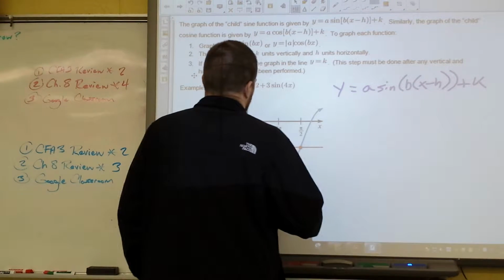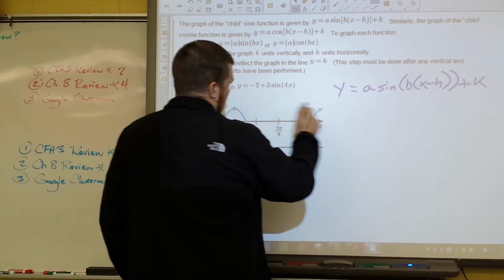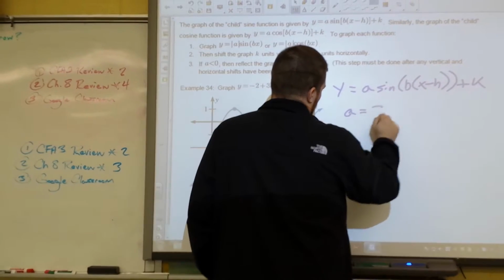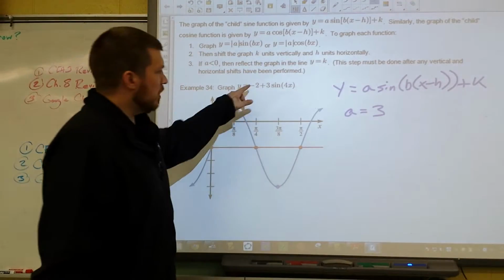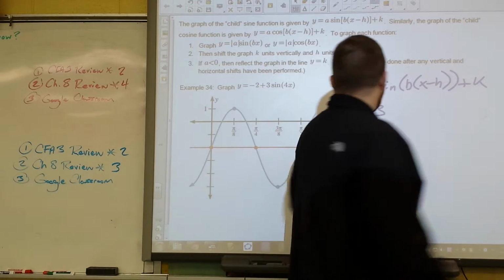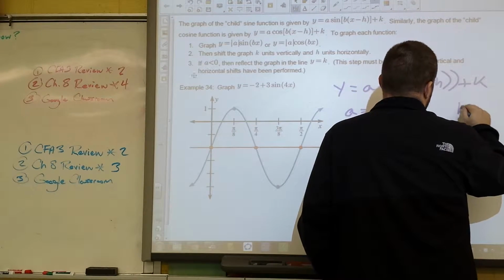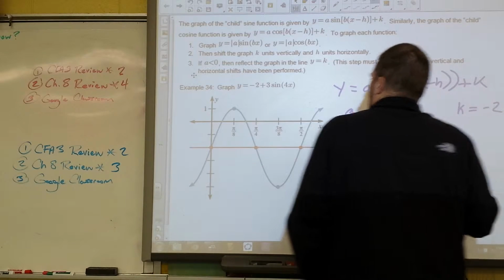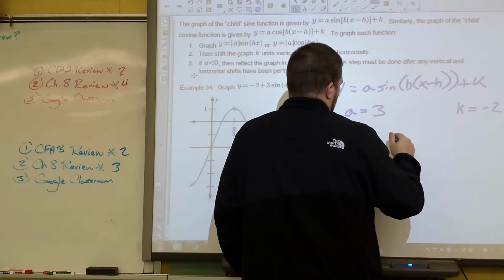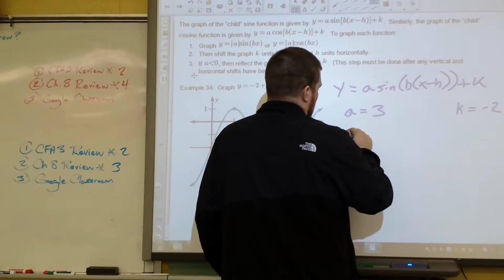Based on the pattern here, I see that the number in front of the sine is 3, so a is 3. Also, I see the number by itself is k, so that's going to be negative 2. And based on the pattern here, the number in front of the x is 4, so that's got to be my b.